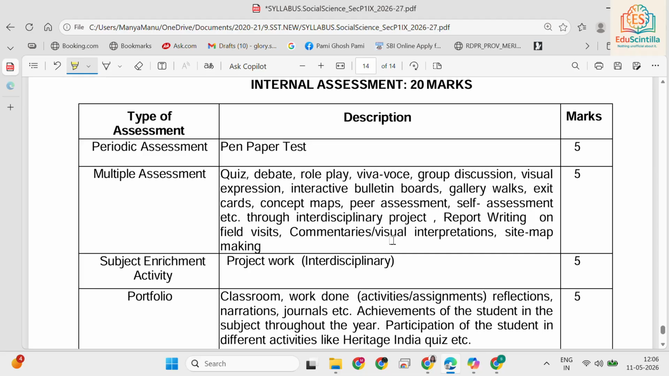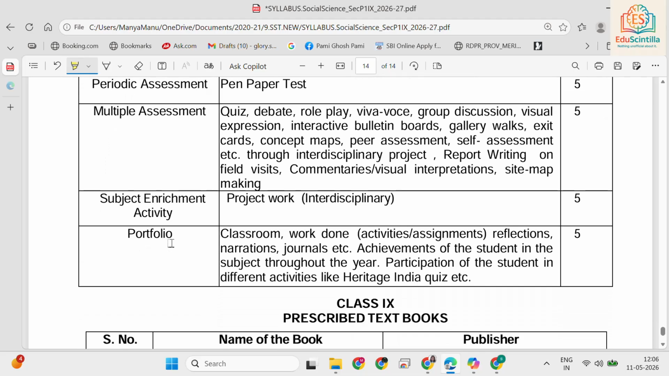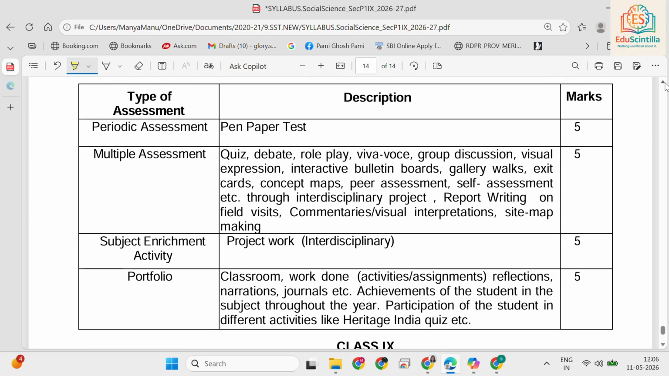Subject enrichment activity, so project work, interdisciplinary project should be given. It should be of 5 marks. Then portfolio, including classroom work done and reflections, narrations, journals, achievements of the students in the subject throughout the year, participation of the students in different activities like heritage, India quiz, etc. So that is of 5 marks. So total is 20 internal marks, and 80 marks is going to be the term end marks.